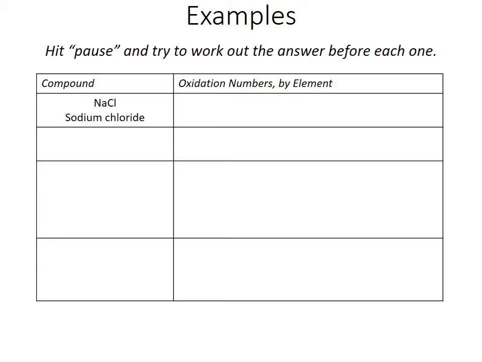Throughout the rest of this video, you can hit pause and try to work out the answer before I give each of them. Our first example is sodium chloride, simple table salt. Sodium chloride is made up of two ions, sodium plus and chloride, which has a -1 charge. For monatomic ions like sodium and chloride, the oxidation number is equal to the charge. So sodium's is +1 and the chlorine's is -1. These also add up to 0, which is also the overall charge on 1 unit of sodium chloride.